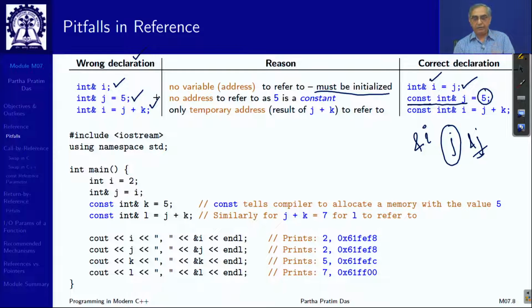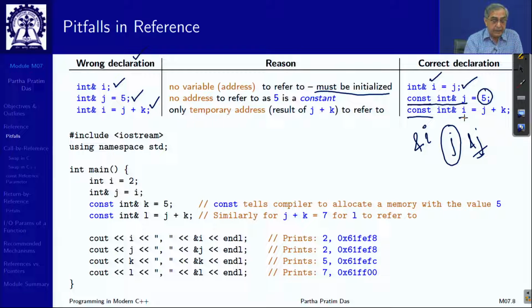So, I cannot have a reference to that, but if I make it const, then the compiler will actually allocate an address where j plus k is computed, and then the value of j plus k will be stored there. So, if j and k change, that value will not change, and I become an alias to that value, the expression j plus k. So, these are some of the basic pitfalls.